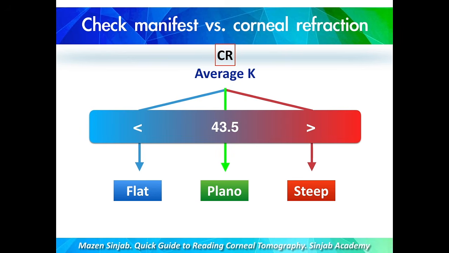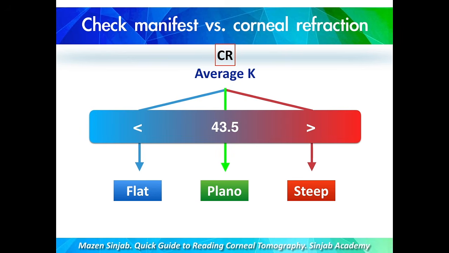As we know, the normal average K of the normal cornea is 43.5 diopters, and we call this corneal refraction. When the cornea is 43.5 diopters, it is supposed to be plano. And when the average K is higher than this number, the patient is supposed to have a steep cornea, otherwise he is supposed to have a flat cornea.